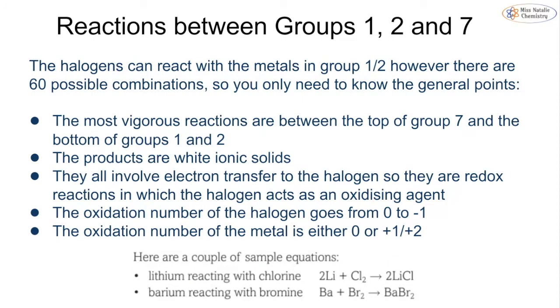Now, there are over 60 possible combinations when the halogens are reacting with metals in group 1 and group 2. Now, we've already covered group 1 and group 2 reactions when we were looking at topic 8b, but we're going to look at how they react with the halogens in a little bit more detail. So because we don't need to know all of the different combinations, what we do need to know are the general rules. So the most vigorous reactions are going to be between the most reactive elements.